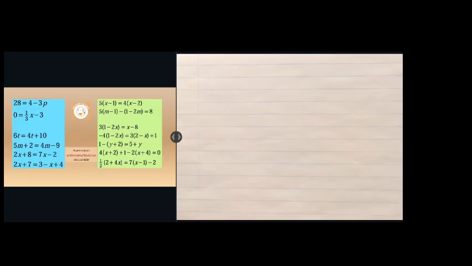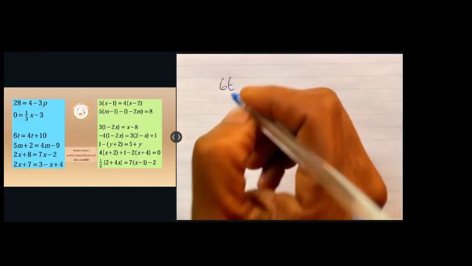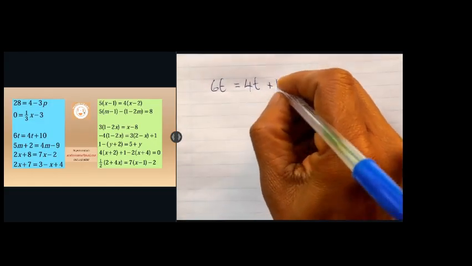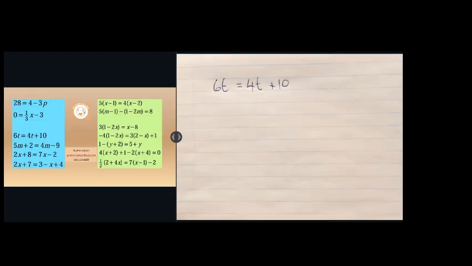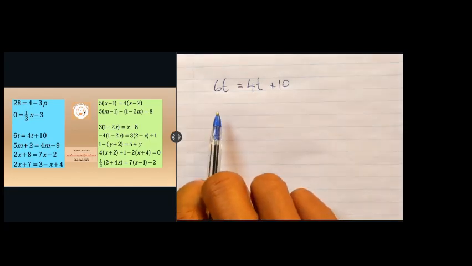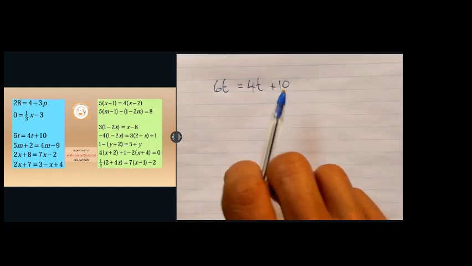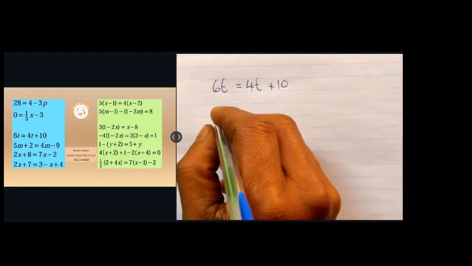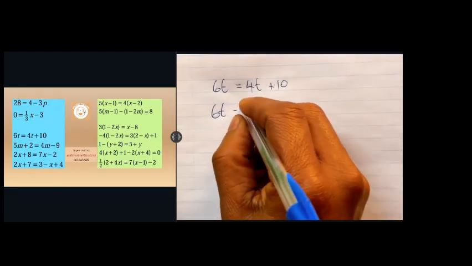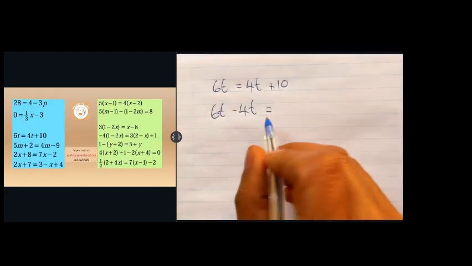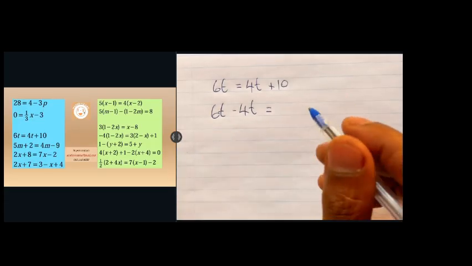I said I'll do 6t. 6t is equals to what? Is equals to 4t plus 10. So what has happened now here? We had a term and a number. Now we have a term equals to a term plus a number. They're playing with us. So what am I going to do? We are now super fast. We know that this 4t is cancelled.